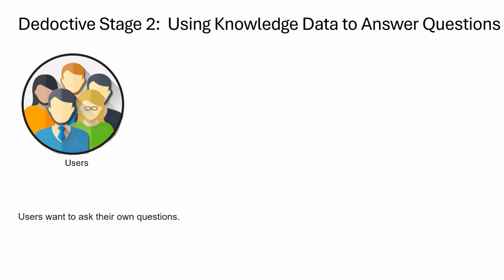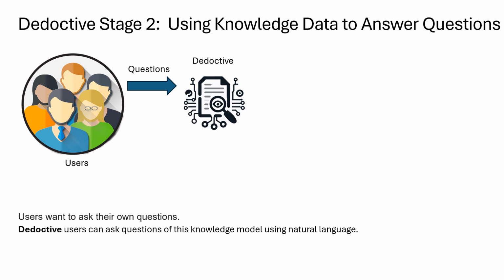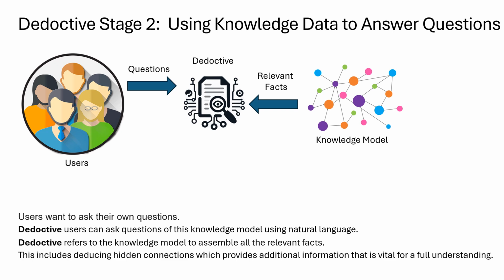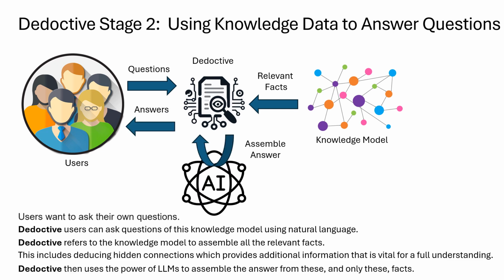Users want to ask their own questions. So what Deductive does is take questions using natural language, and then it refers to the knowledge model to assemble all of the relevant facts. This includes deducing hidden connections, which provide additional information that is vital for fully understanding the question. Deductive then uses the powers of large language models to assemble the answer from these and only these facts.